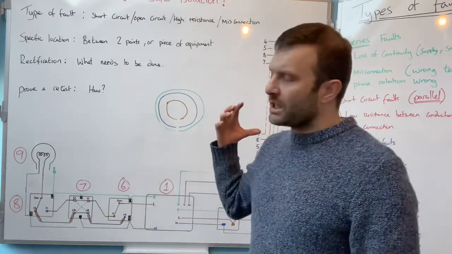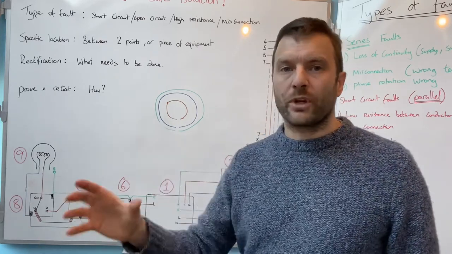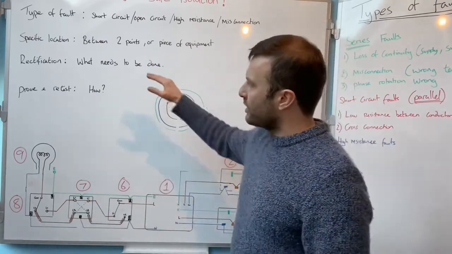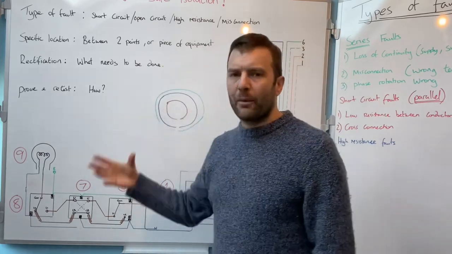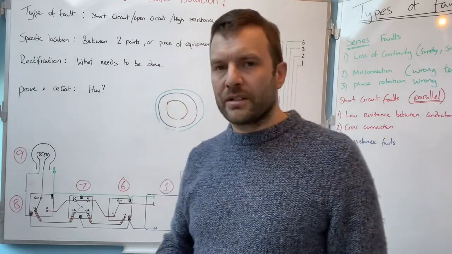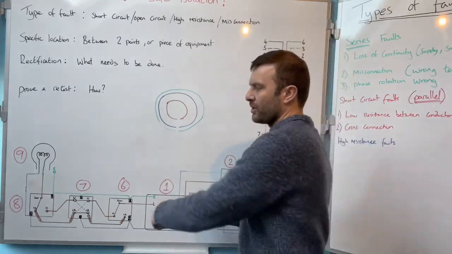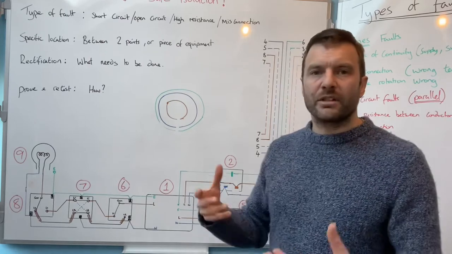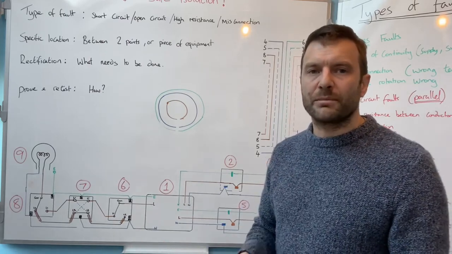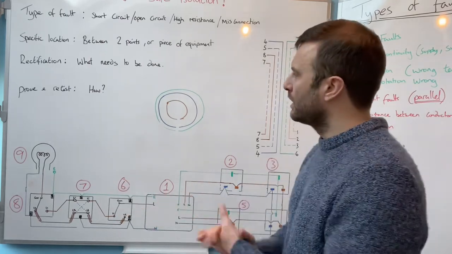So you need to prove that it works before you leave. So what needs to be done? And then prove and retest. So how are you going to prove it? Is that just going to be R1, R2 testing because it's dead testing? If it was a short circuit, you might need to do insulation resistance to prove that that cable's okay.